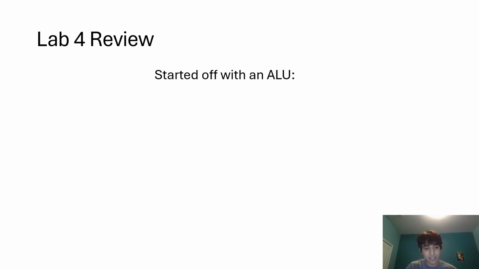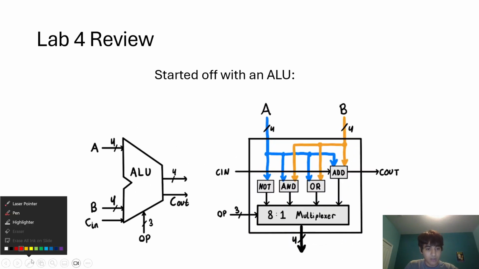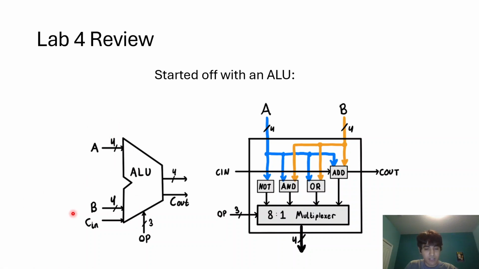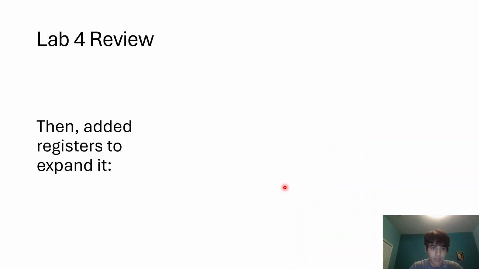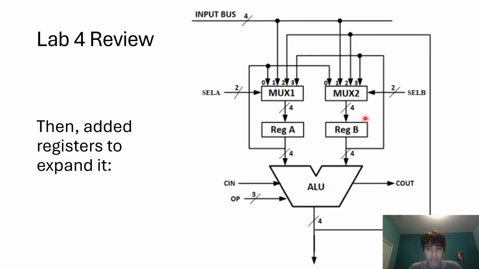The first thing that we did is we started off with an ALU. You can see here, this would generate signals and then choose them with a multiplexer and then output the result. But we wanted to make it more powerful, so we added registers to expand it. So now, with Reg A and Reg B, we would be able to save the results of operations in the ALU, put new values in the registers from the input bus, and make them hold their values. It was a pretty nice upgrade.